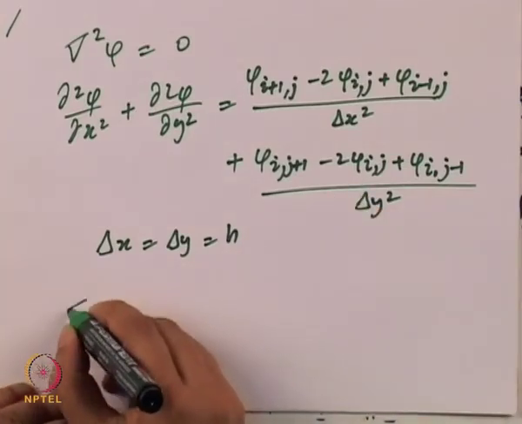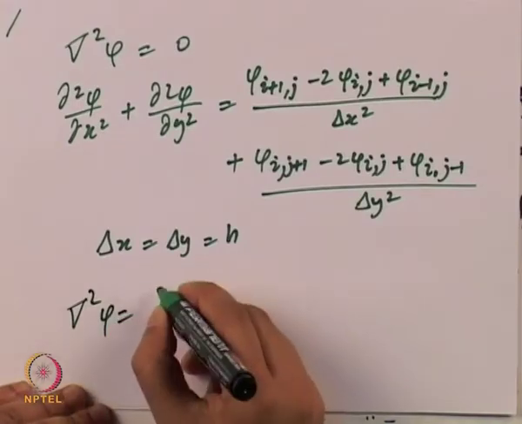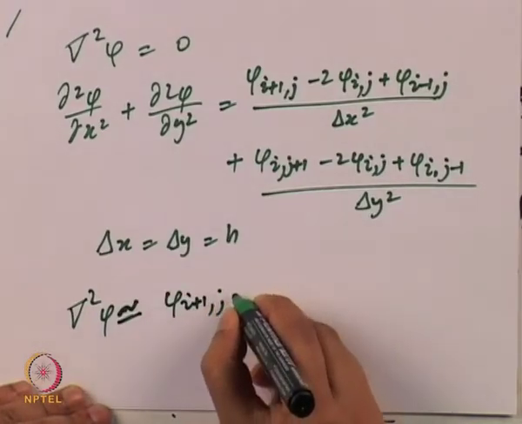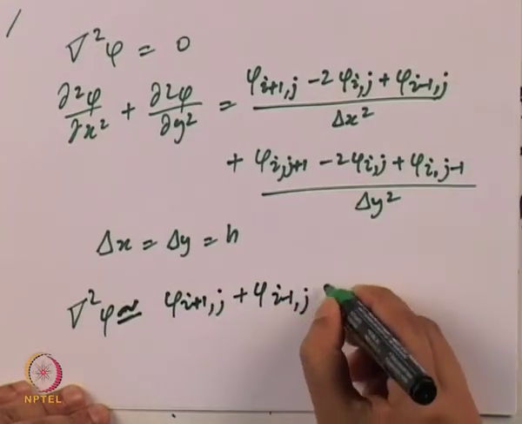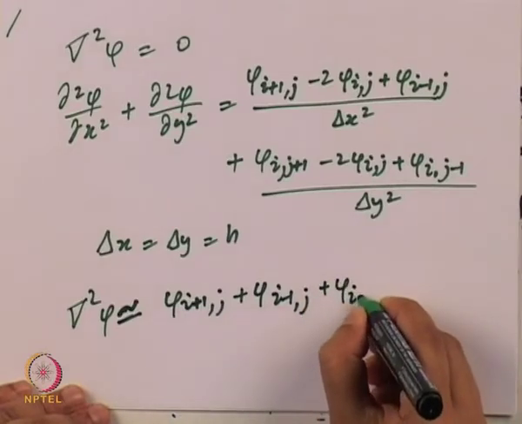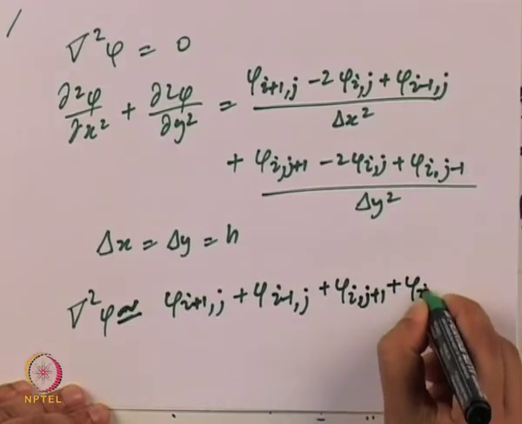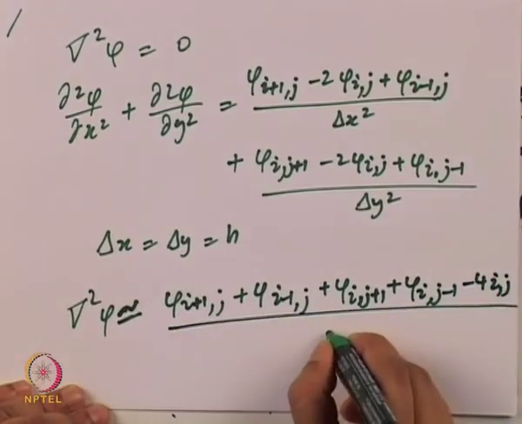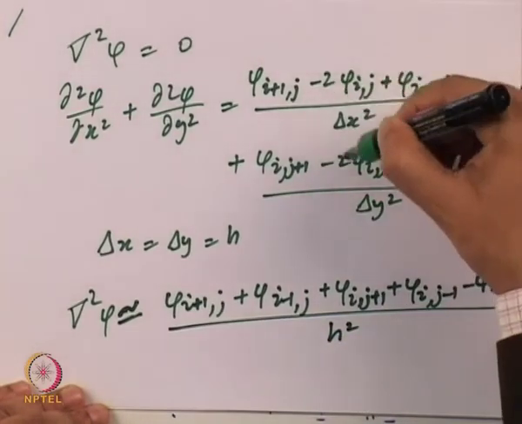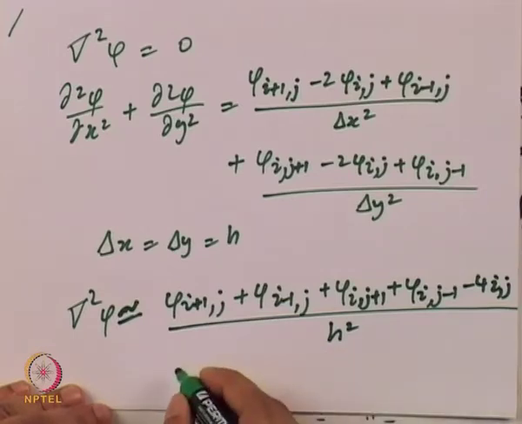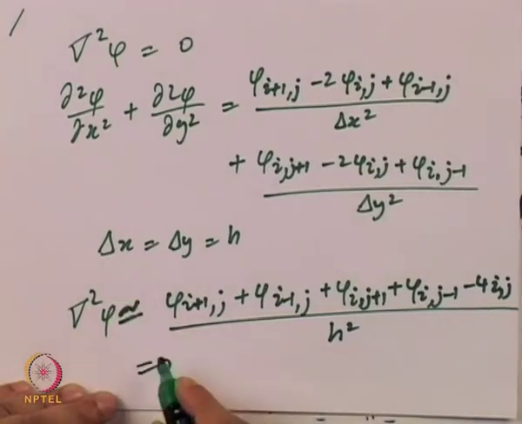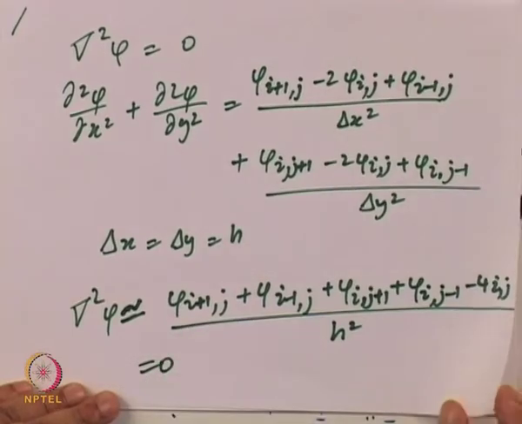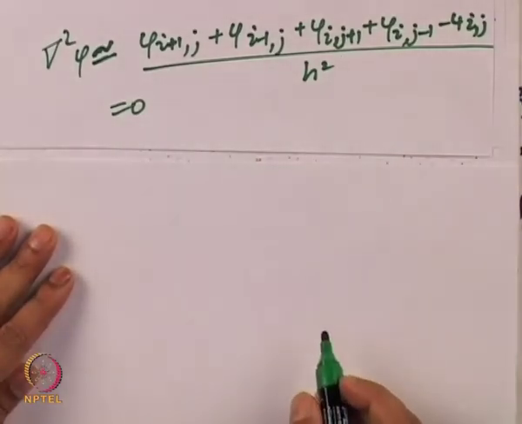So we will get the Laplacian of phi squared approximately equal to phi(i+1, j) plus phi(i-1, j) plus phi(i, j+1) plus phi(i, j-1) minus 4 phi(i, j), divided by h squared. This minus 4 comes by adding this 2 phi(i, j). Once we do that, we set this equal to 0 because the Laplacian should be equal to 0. We can see that the numerator should be 0 in order for us to satisfy this particular equation.